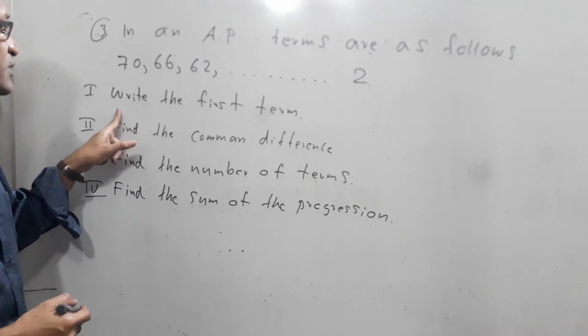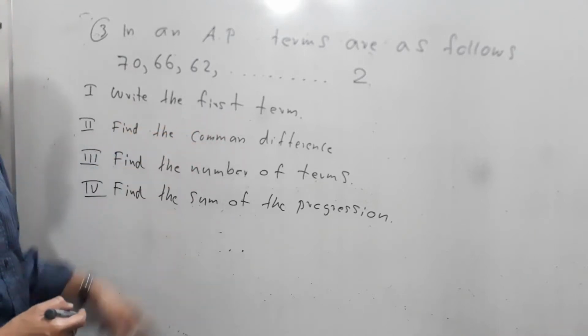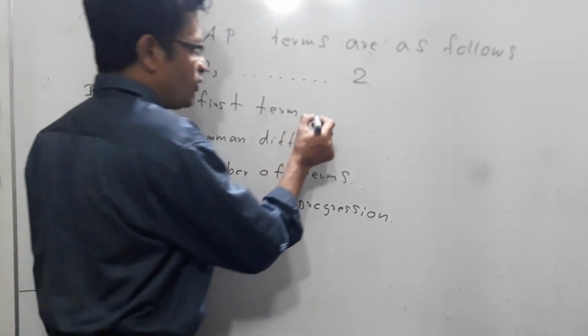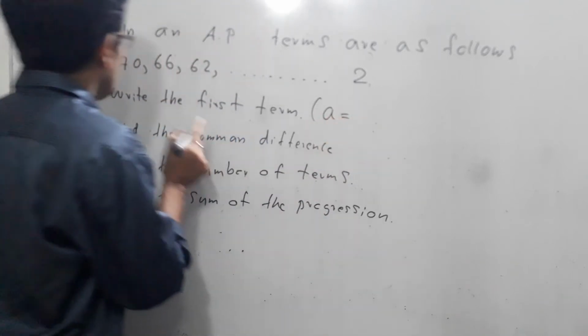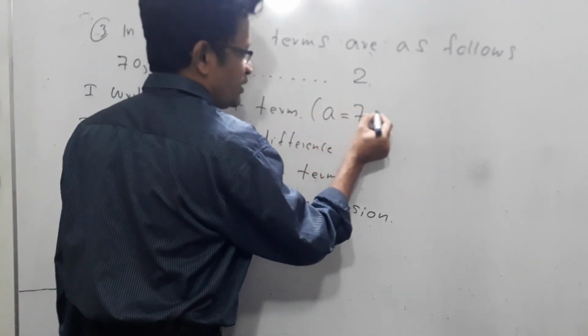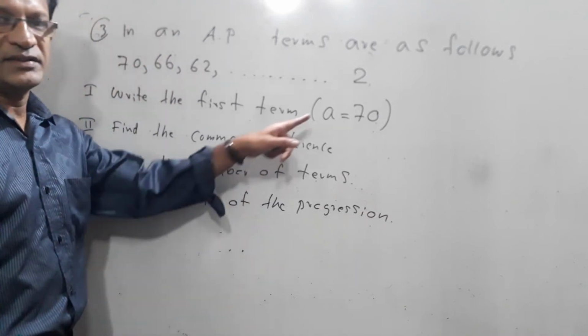So first we'll ask, write the first term. That means what? A, no? So A equal what? I write here, A equals 70. Okay? Because of the space, I write the answers here.